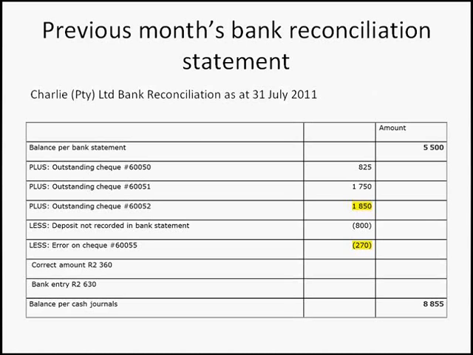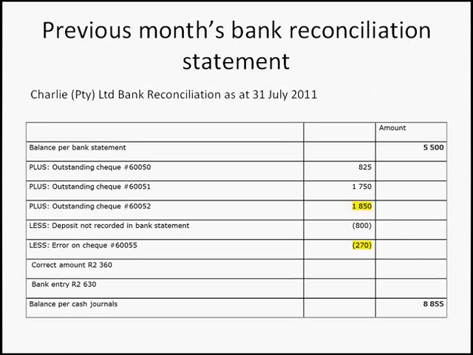And the error that the bank made the previous time on a check of 270 Rand. What happened there was the correct amount was 2,360 Rand, and when the bank entered it into the statement, they actually entered it as 2,630 Rand. So there was a difference of 270 Rand, which was more than what it should have been, and that's why that amount is in brackets, because it actually has to be deducted.